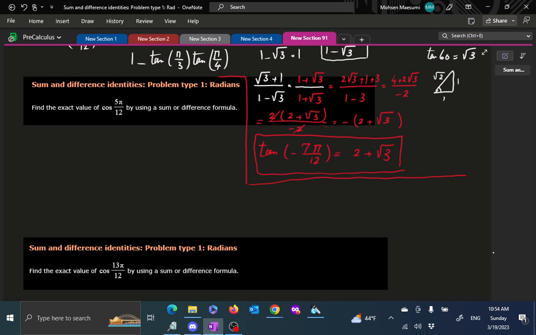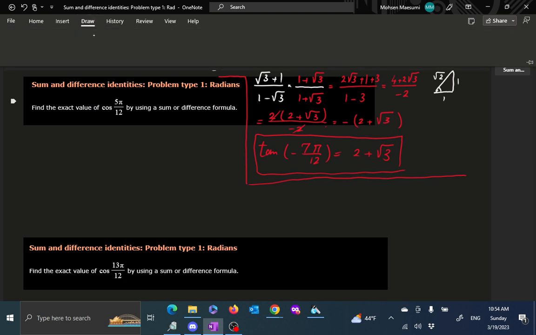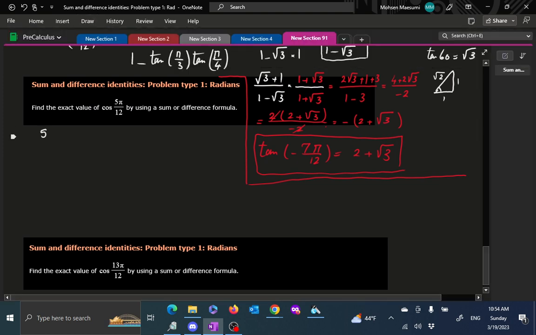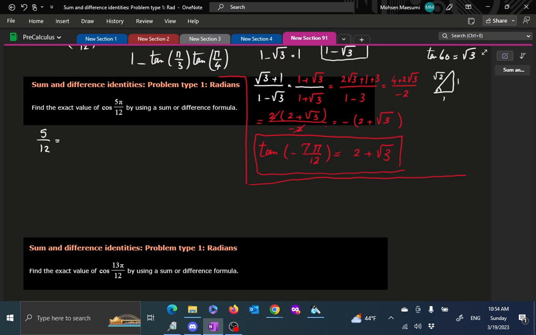Okay, 5 pi over 12. So what is 5 pi over 12? We learned our process. We take 5 over 12. So can I write it as the sum of 3 and 4? Well, the smallest I can make with these things is going to be 7. Is that right? If I have 1 times 4 plus 1 times 3, that makes 7.